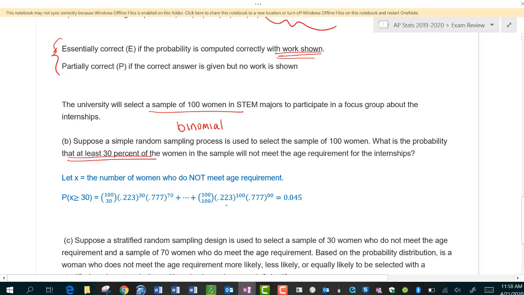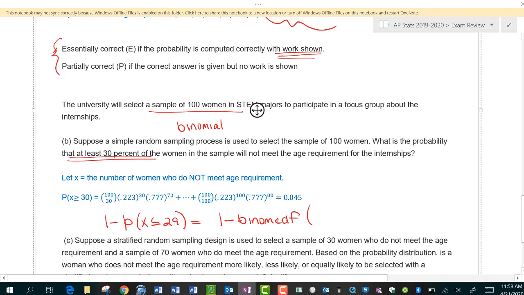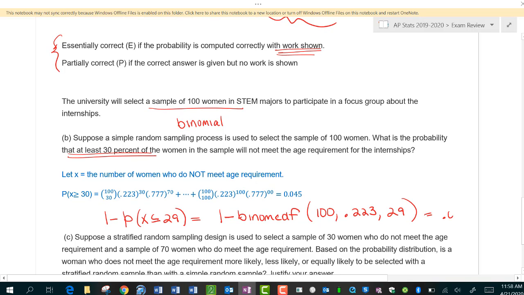I think that's about it for this. The other thing is, if you're using your calculator for this, this would be binomial CDF, and you would really want to calculate 1 minus the probability that x is less than or equal to 29. So in my calculator, I would do 1 minus binomial CDF, and then I would put, there's 100 trials, probability of success is 0.223, and then 29. And that should give you 0.045, because your calculator reads from the x value and below.